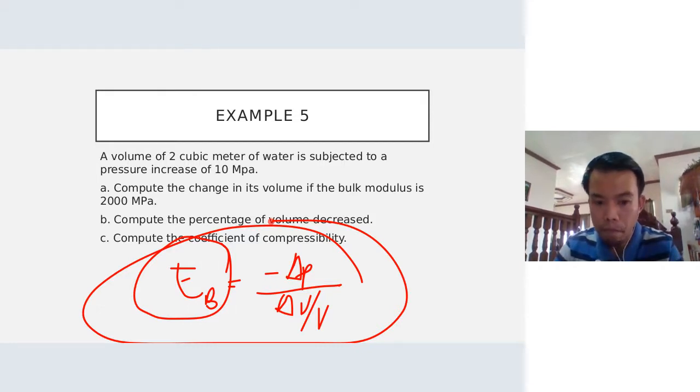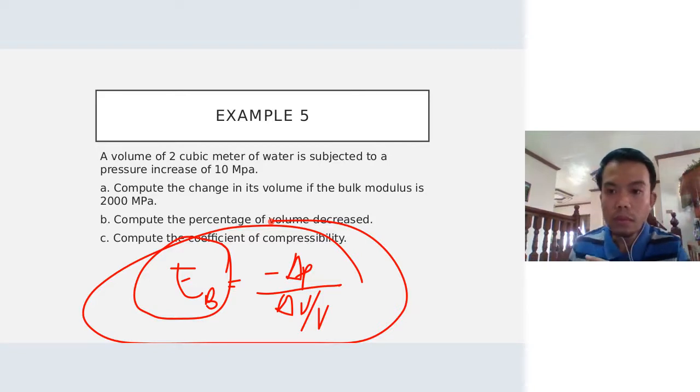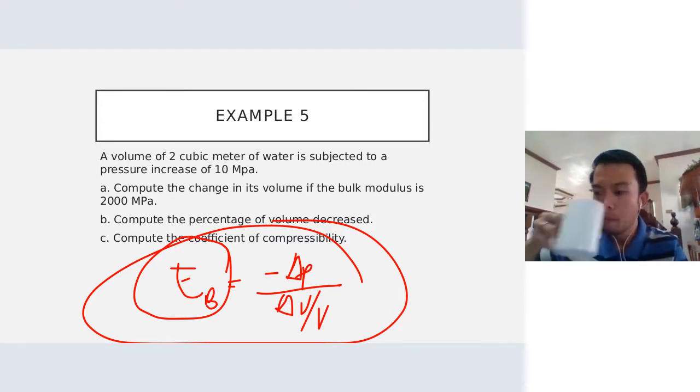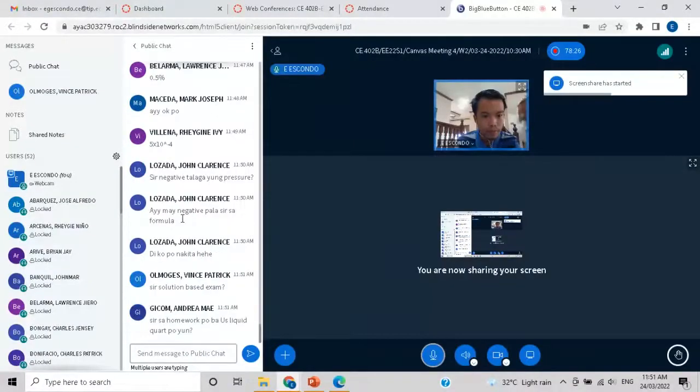Okay? Any other questions? So, hanggang dyan lang po yung prelim exam natin. Okay? Hanggang dyan lang. So, check lang natin saglit yung attendance.